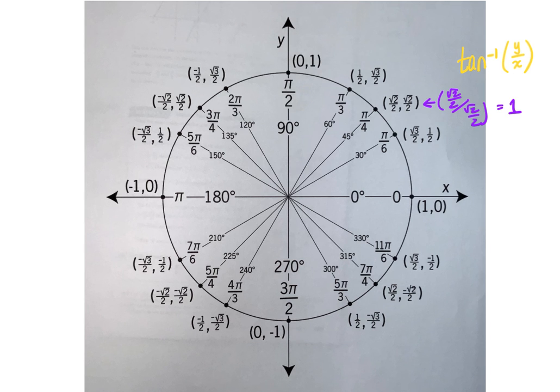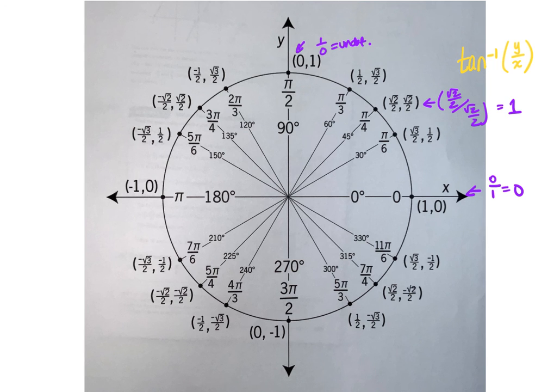My tangent here, what's my tangent here? Well, that's going to be y over x. That's going to be 0. My tangent here, that's going to be y over x. That's going to be undefined, because I have a 0 in the denominator.